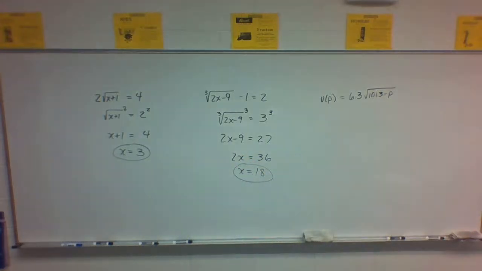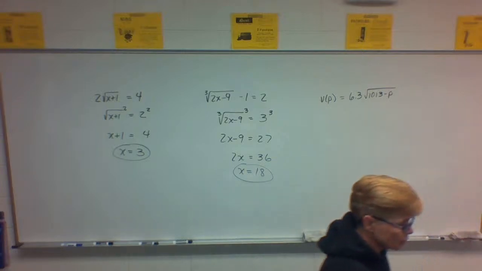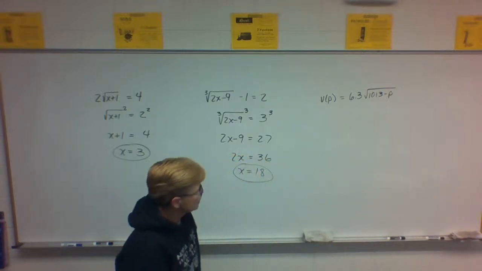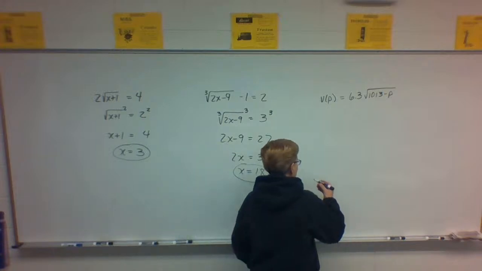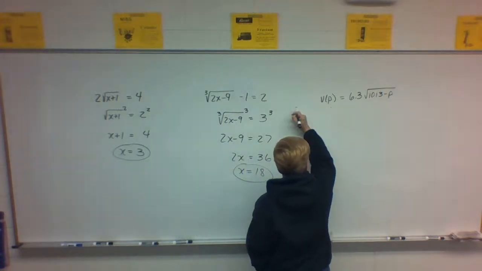Which of the variables, what did they tell us? What's the one thing they gave us? The pressure, right? 54.5 meters per second. Does that feel like a pressure value or a velocity value? Velocity. So where should it go? In the V. Right here.